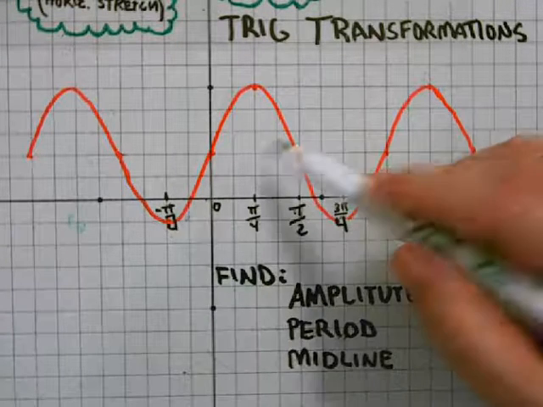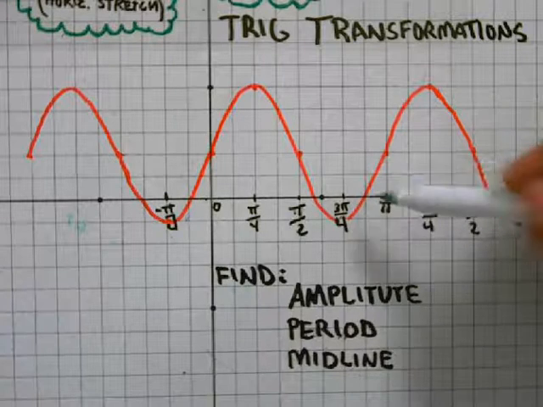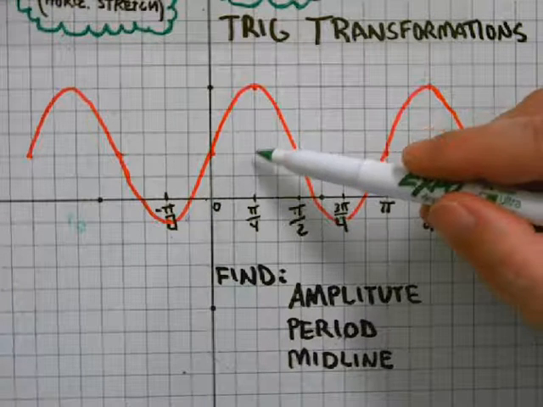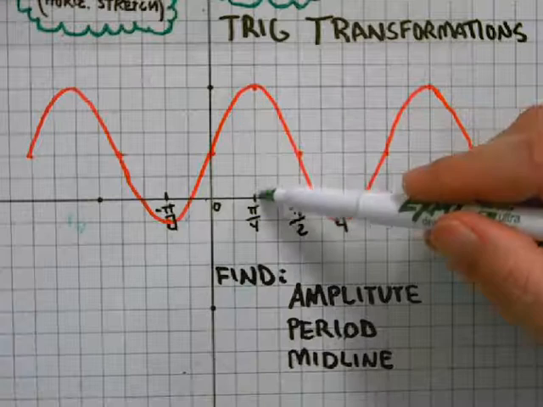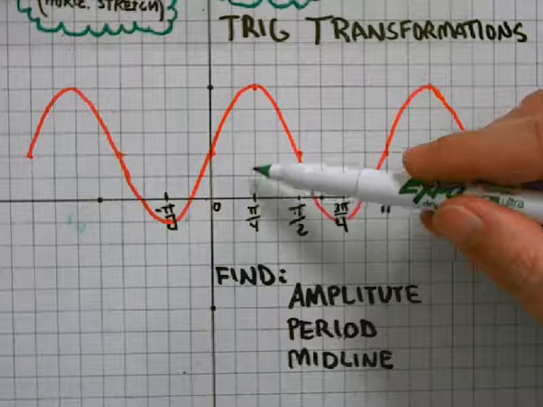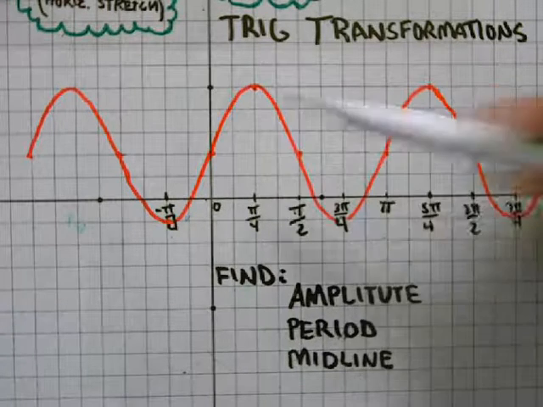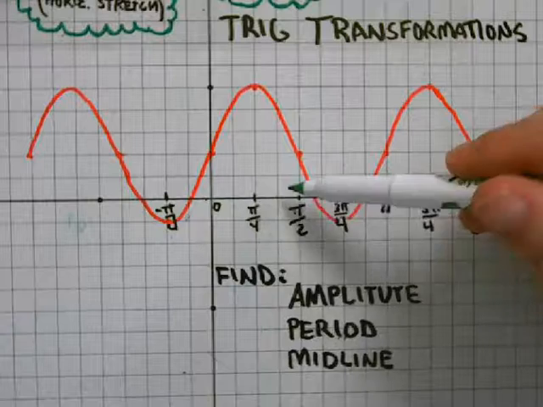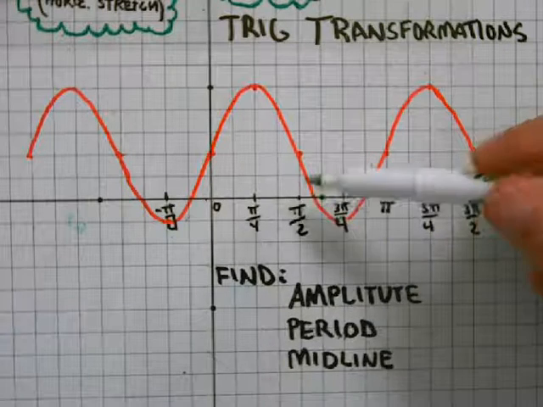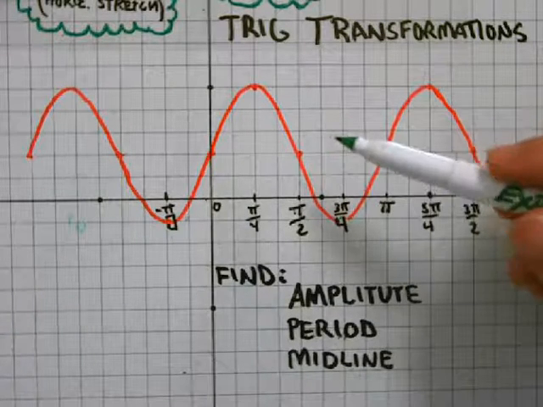Well, the amplitude is the distance between the midline and the peak. Well, this isn't the midline, so I wouldn't just go 1, 2, 3, 4, 5 and say the amplitude's 5, because that's incorrect, because this is not the midline. So I'm looking for the midline.